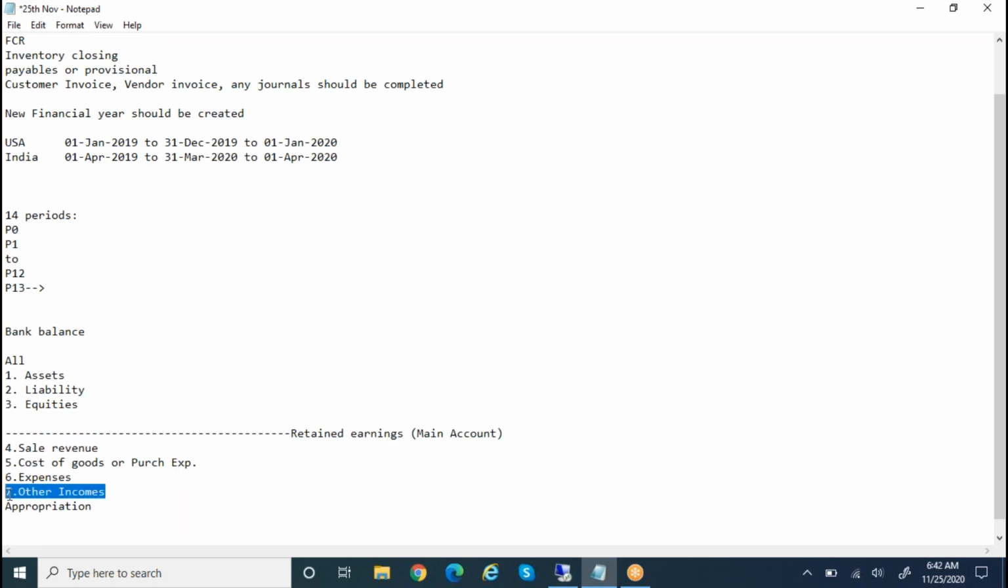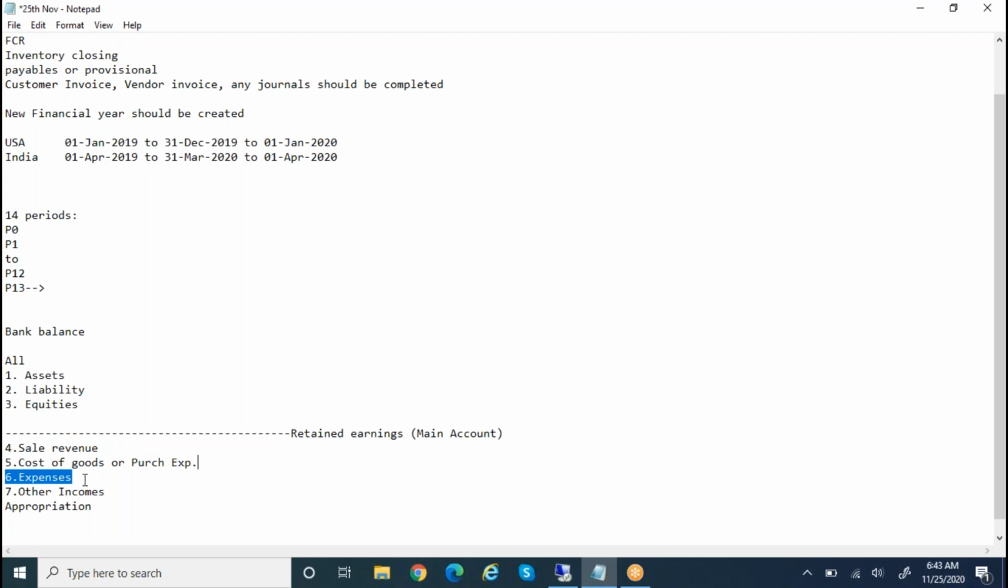This is a very, very small number of ledger accounts. For example, suppose I'm receiving bank interest, or through some penalty I'm getting some interest amount. Then it is other incomes. Other incomes are, in any client, max 10 ledger accounts, not more than that, I observed. Whereas for expenses, there may be 200, 300 accounts, very huge.